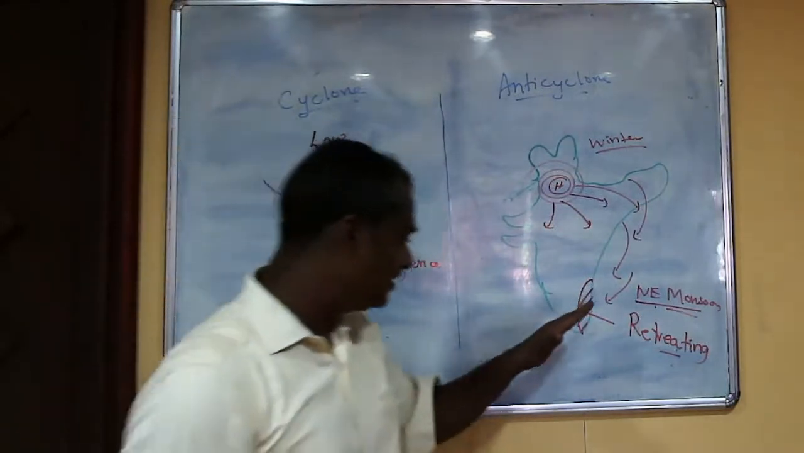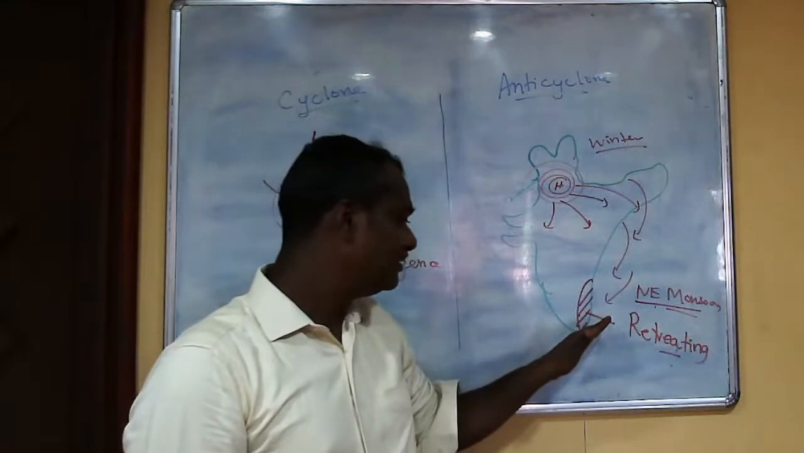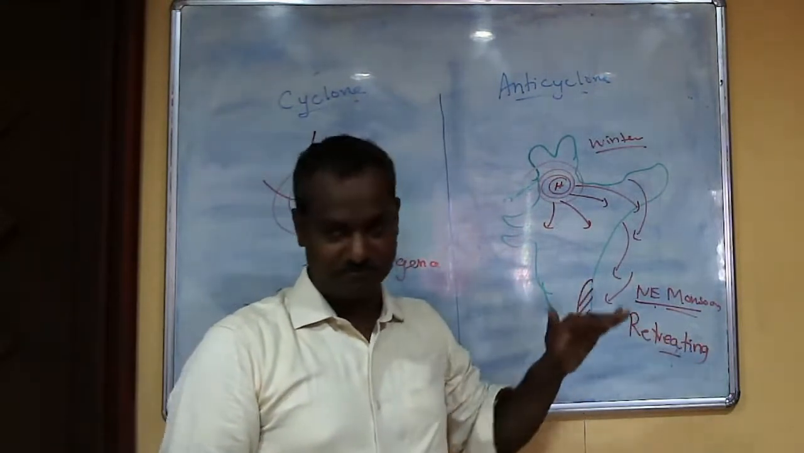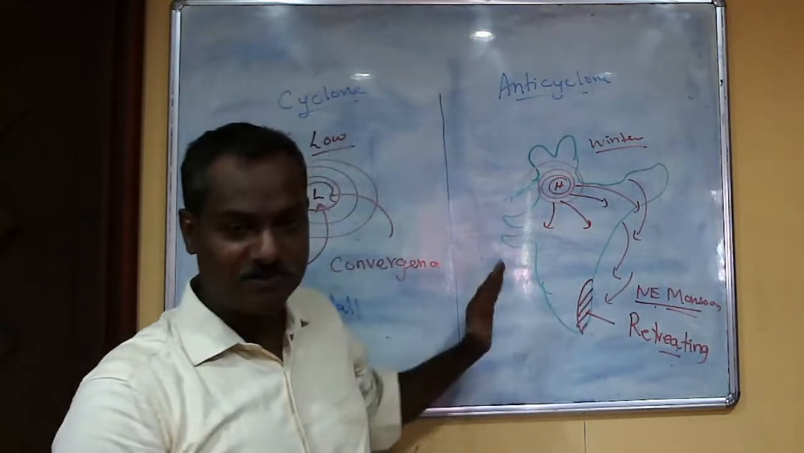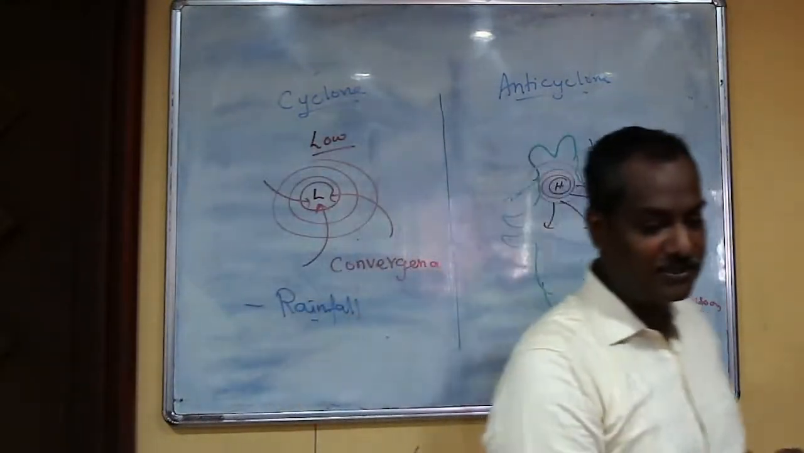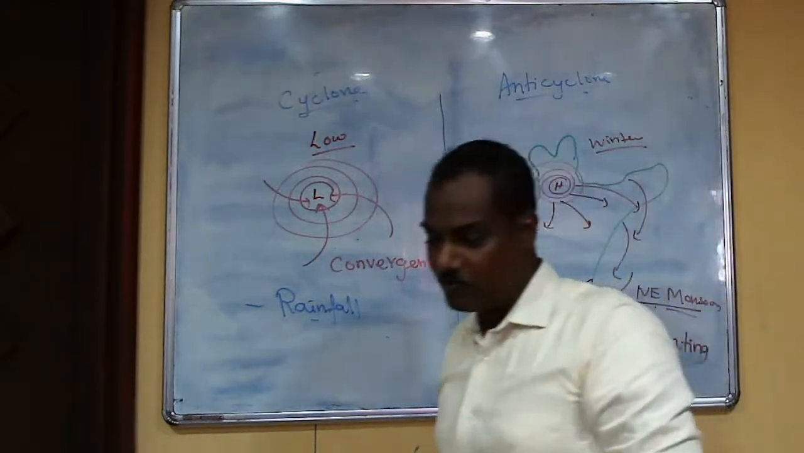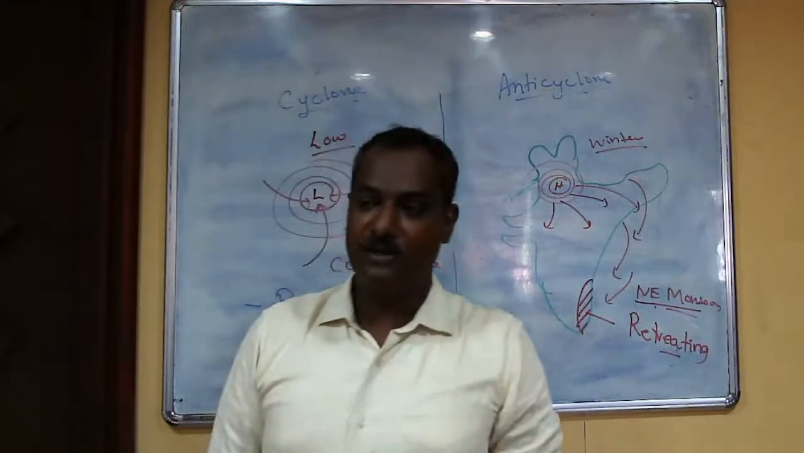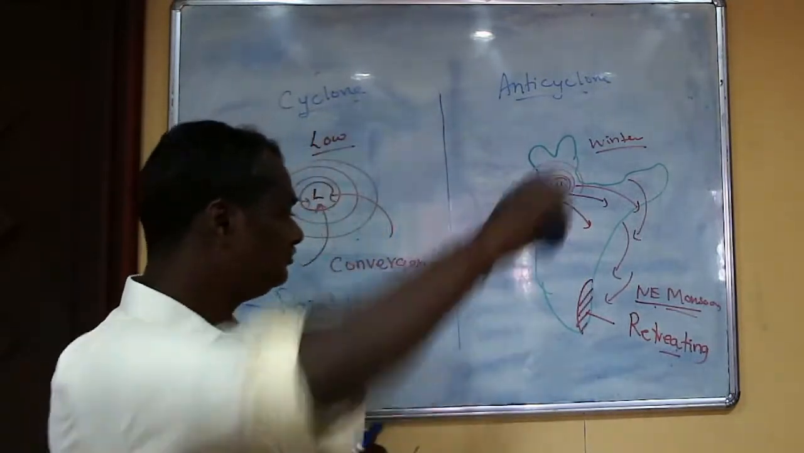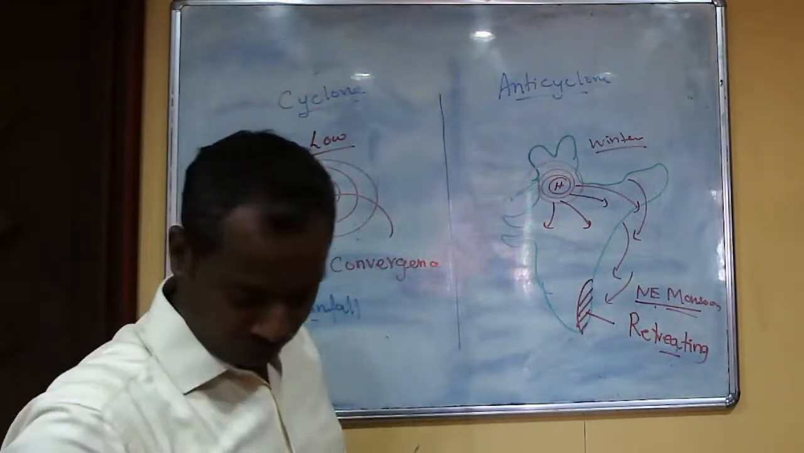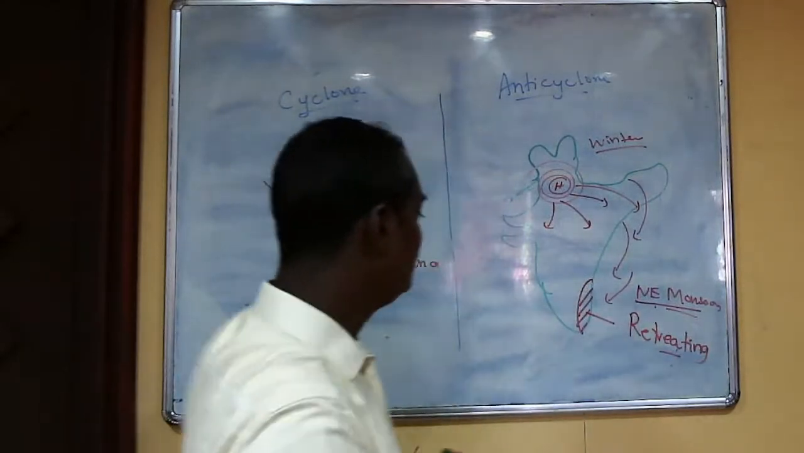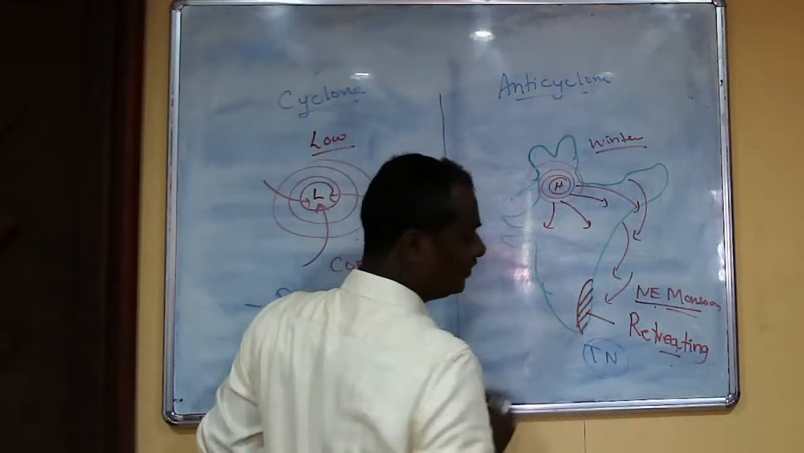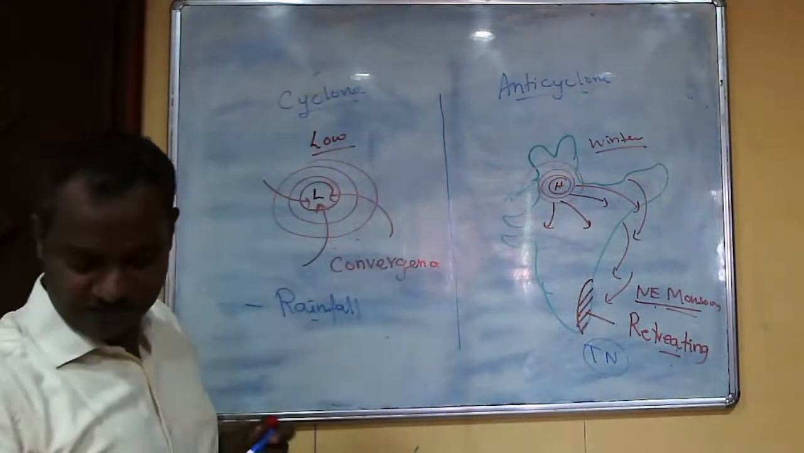Write down that the Coromandel coast does not receive rainfall during the summer season, that means the southwest monsoon. There is no rainfall in the Coromandel coast. So the Tamil Nadu coast receives rainfall only in the winter season.